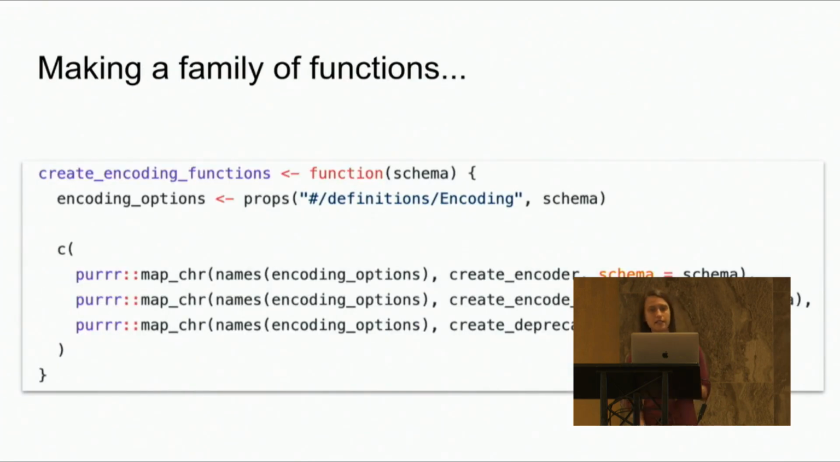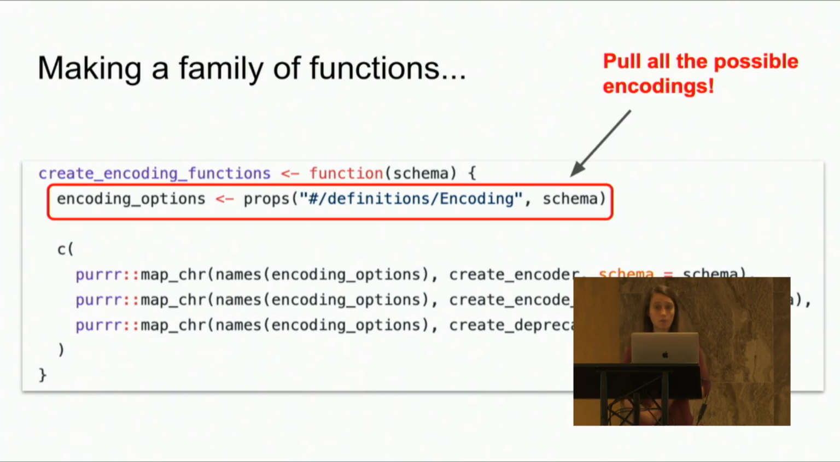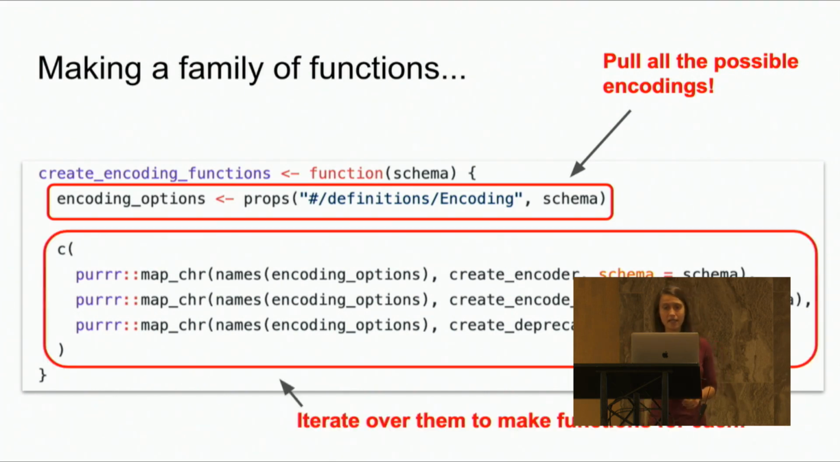And as an example of how to make a family of functions, the create_api function calls something called create_encoding_functions, which will make all those encoding functions. It first will pull all the possible encodings. It takes a function that says, OK, this is where in the schema I'm going to look for them, and has a function to then pull out all the different options that would be available. It then iterates through all of them.